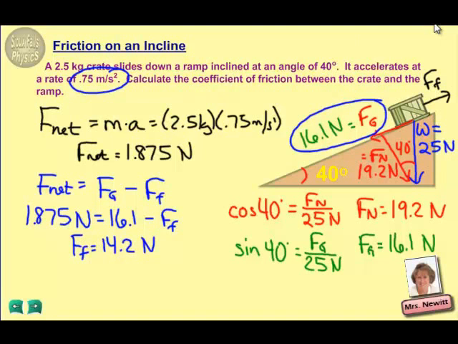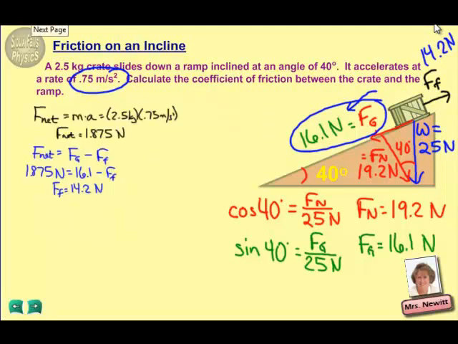And that makes sense. If we put that up here on our diagram, 14.2 newtons, we can see then that the crate has 16.1 newtons pulling it this way, 14.2 newtons pulling it up the ramp, and that allows a small amount of net force which causes the acceleration. That kind of leads us to our last step, and this fortunately is the easiest one.